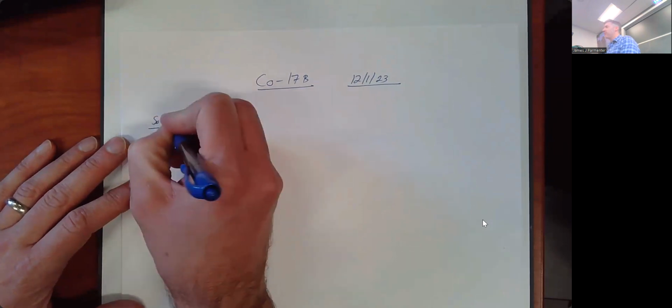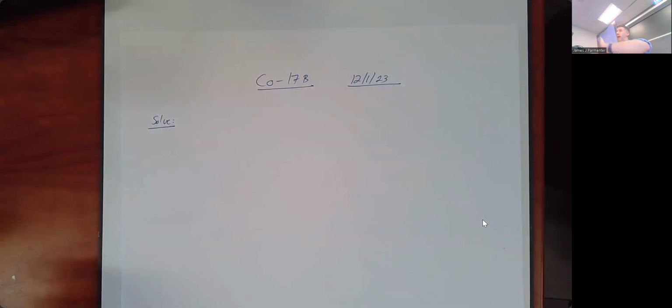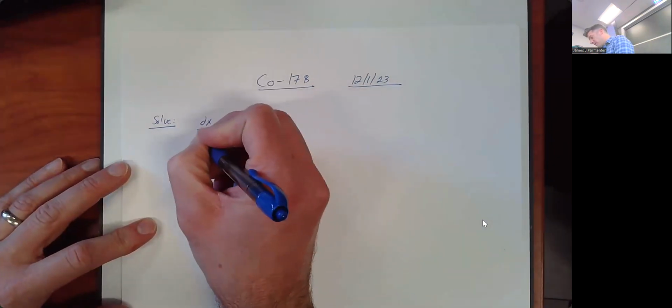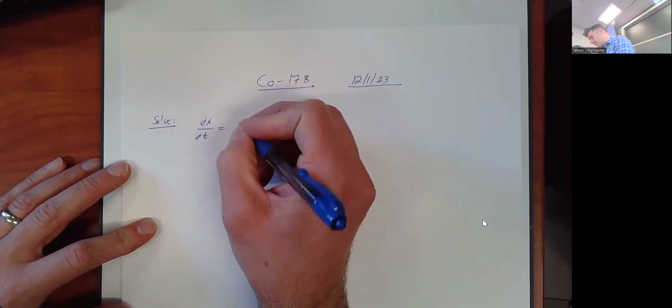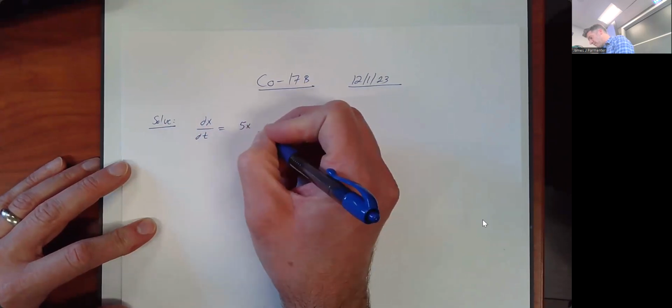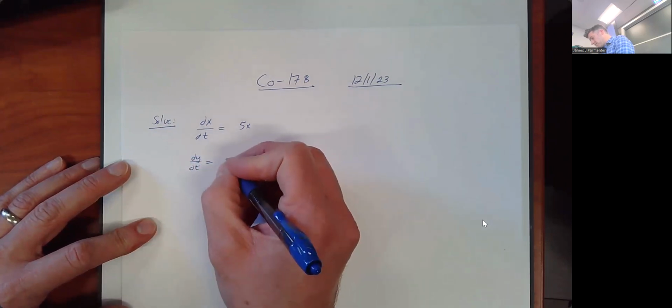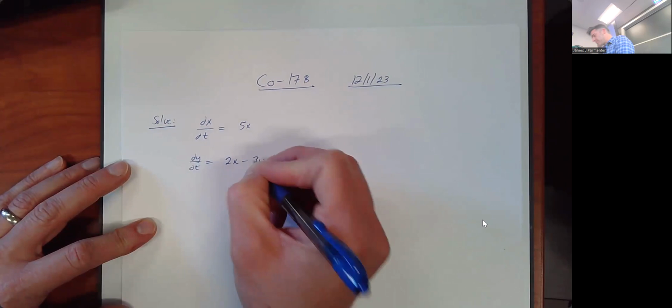Again, this is if you're taking 17C. If you're not, it's still applicable, but don't worry about it. The motivation is not as important. You're going to try and solve these differential equations: dx/dt equals 5x and dy/dt equals maybe 2x minus 3y.